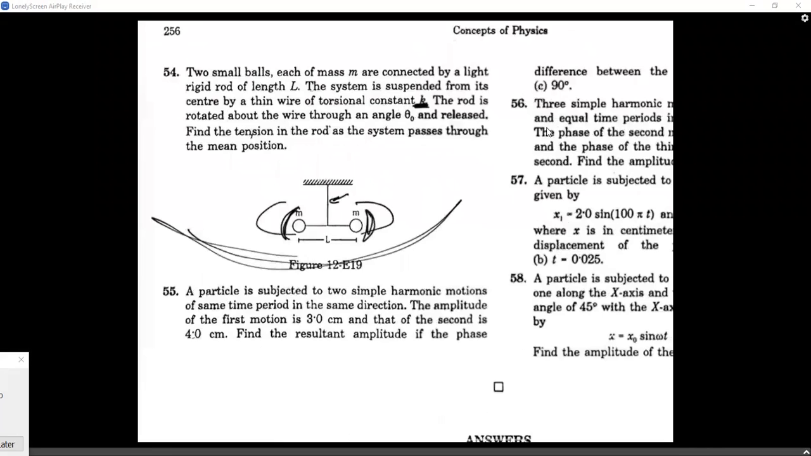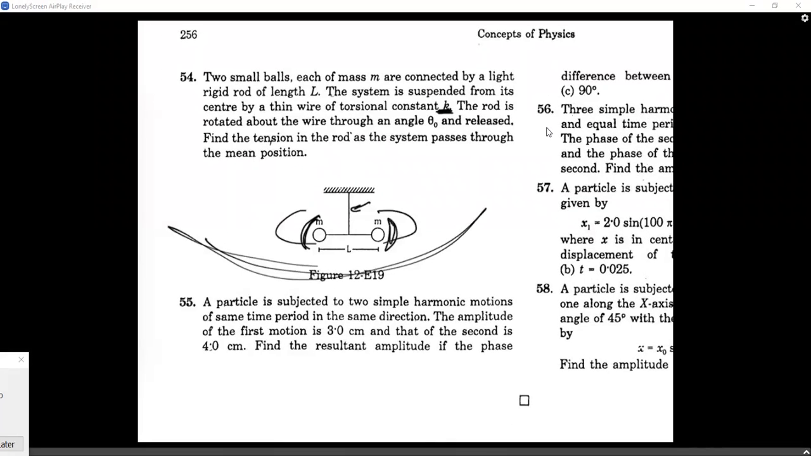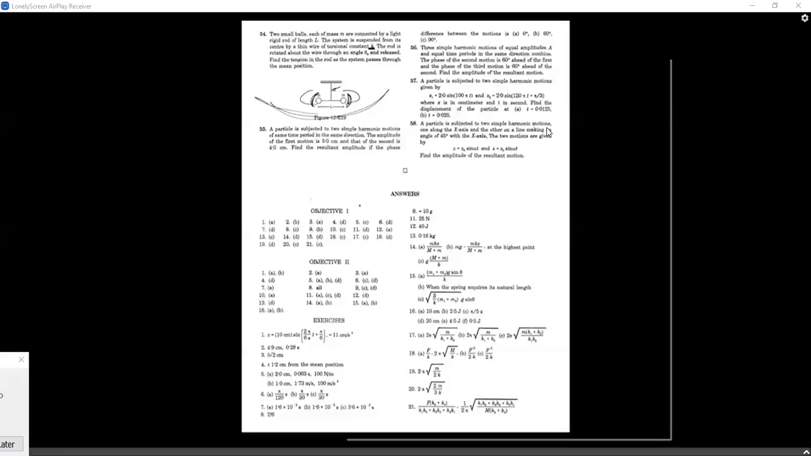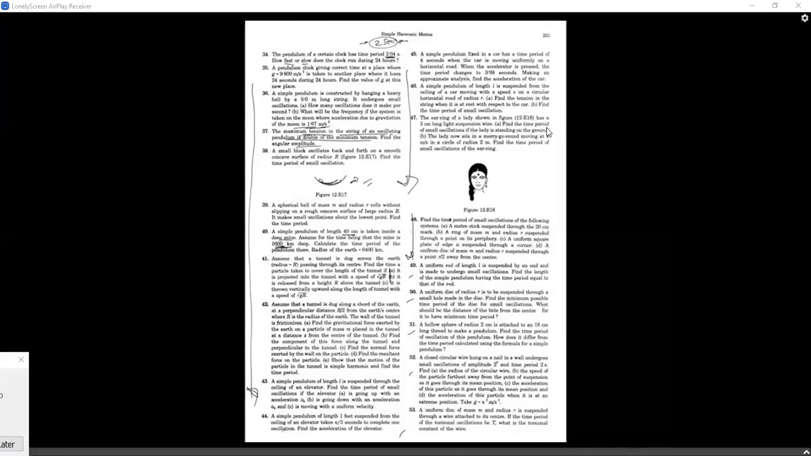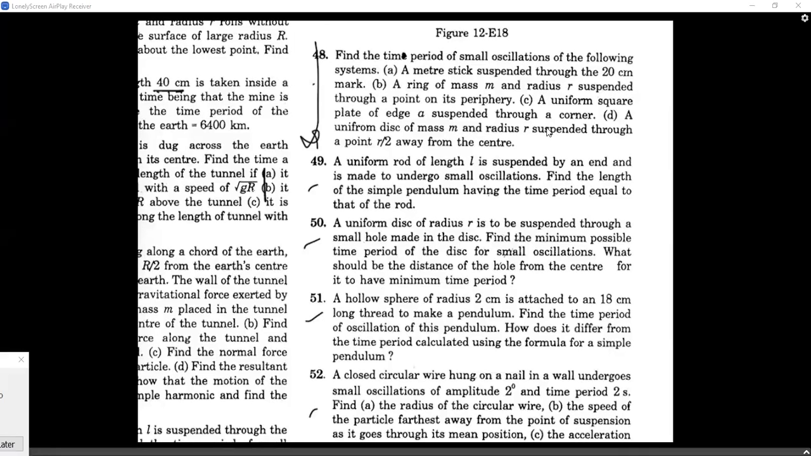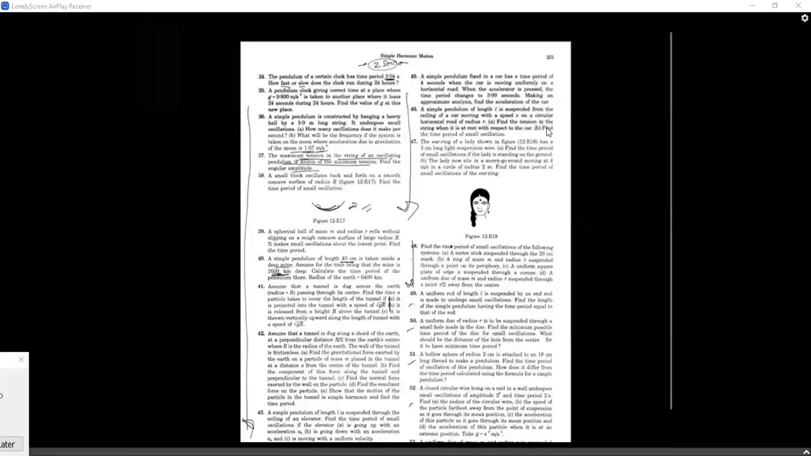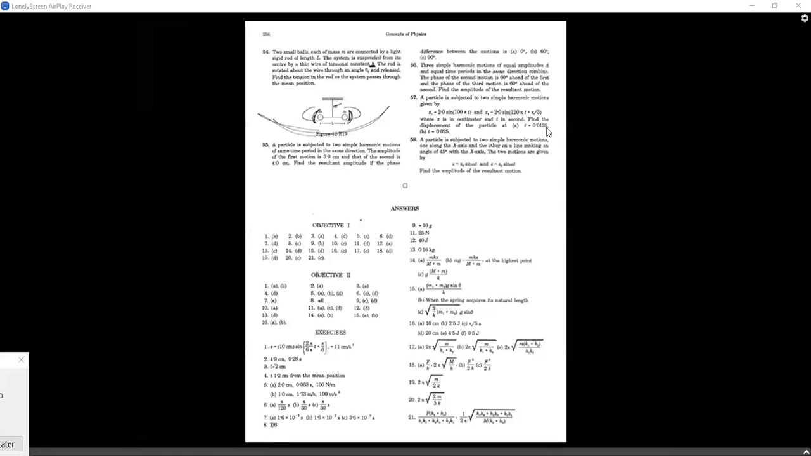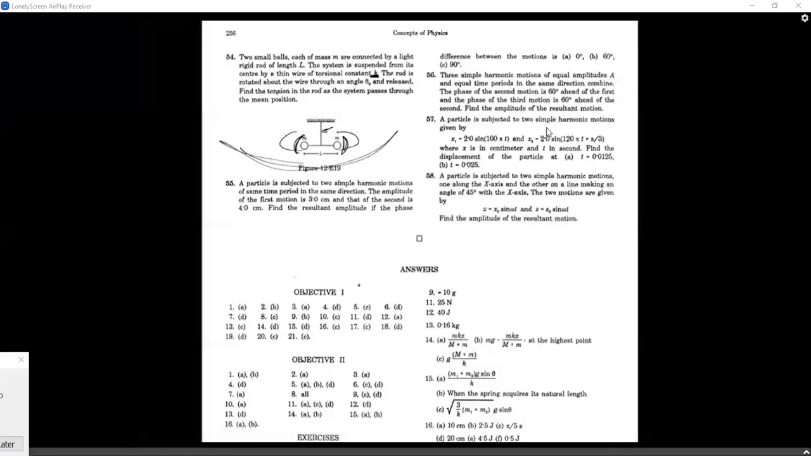Sir, in the previous page two doubts were there. Which one? Sir, I think 50 and 51. You told that it's like a physical pendulum. I asked 49 and 50. They're basically physical pendulums or compound pendulums. So 50 and 51 I asked, sir. Yeah, they're compound pendulum problems.